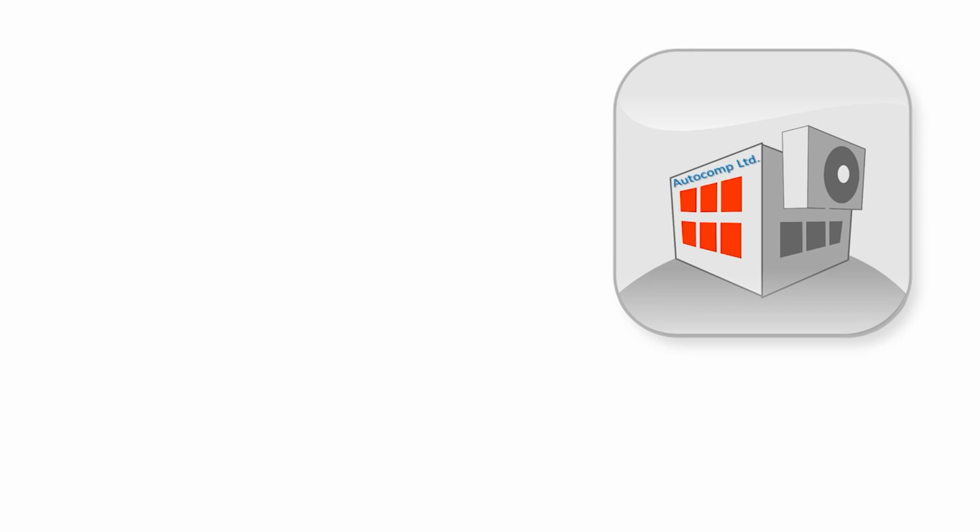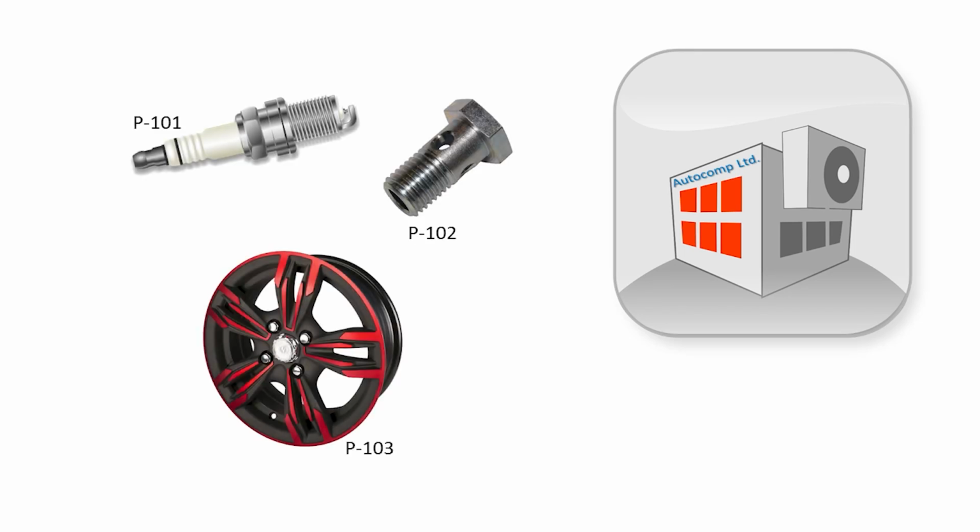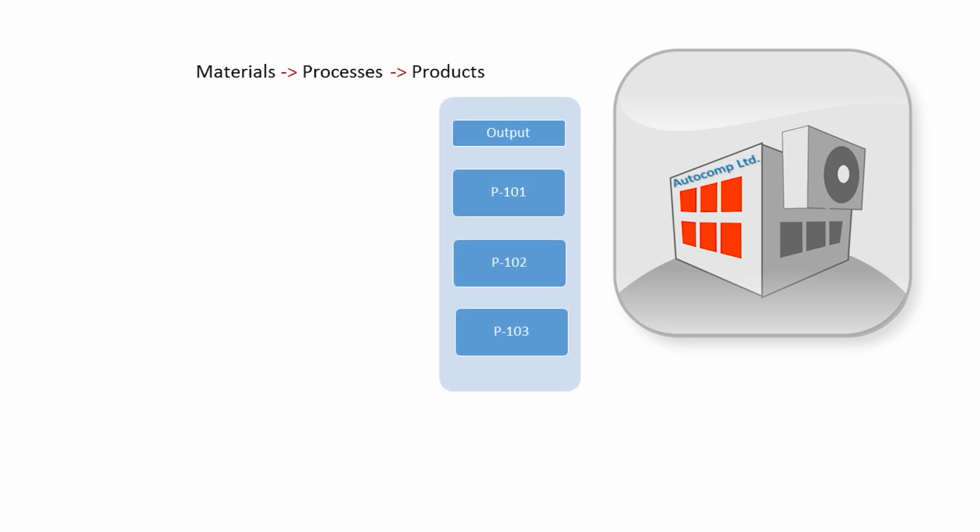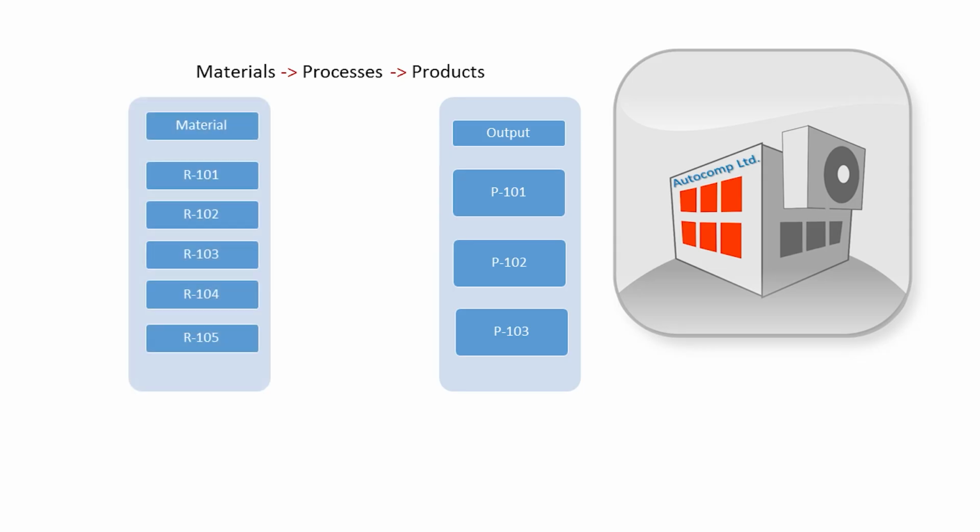This exercise is on a manufacturing industry. We will do one more exercise later on a service industry. We have a company called Autocomp Limited. This company manufactures 3 automobile components. The products are complex and require different materials, components and processes. The 3 end products are named P101, P102, P103.